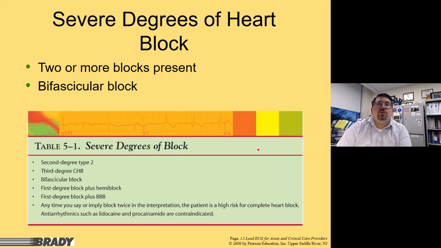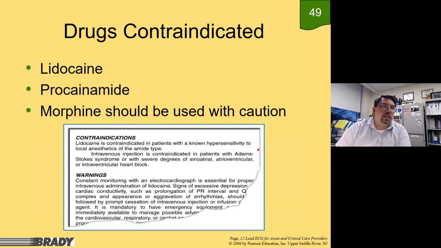And when we see those arrhythmias, we're going to treat them generally with medications. However, antiarrhythmics like lidocaine and procainamide are truly contraindicated. Let's take a look at this. This is the black label, if you will, or the caution label off of lidocaine. And it's the drug insert that goes with it, and it clearly states the contraindications.